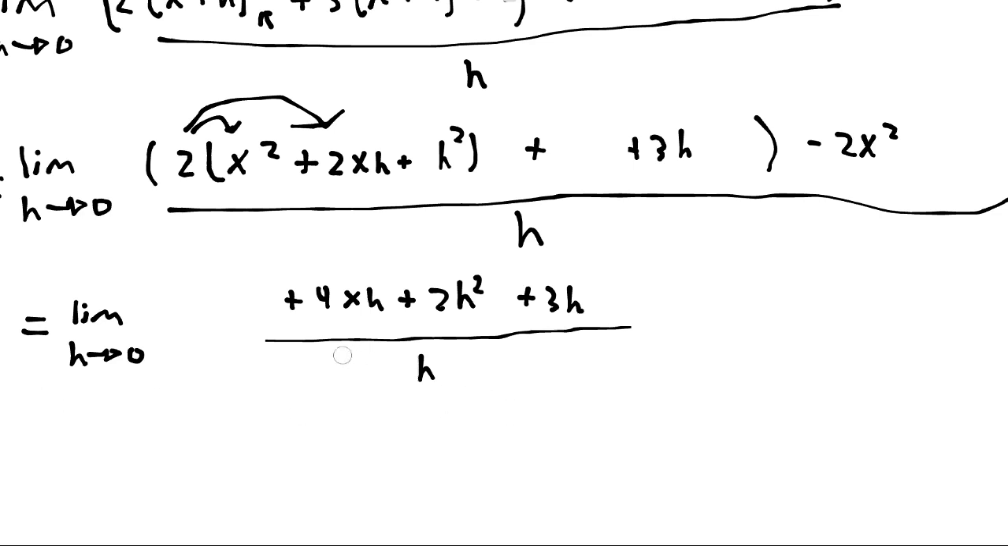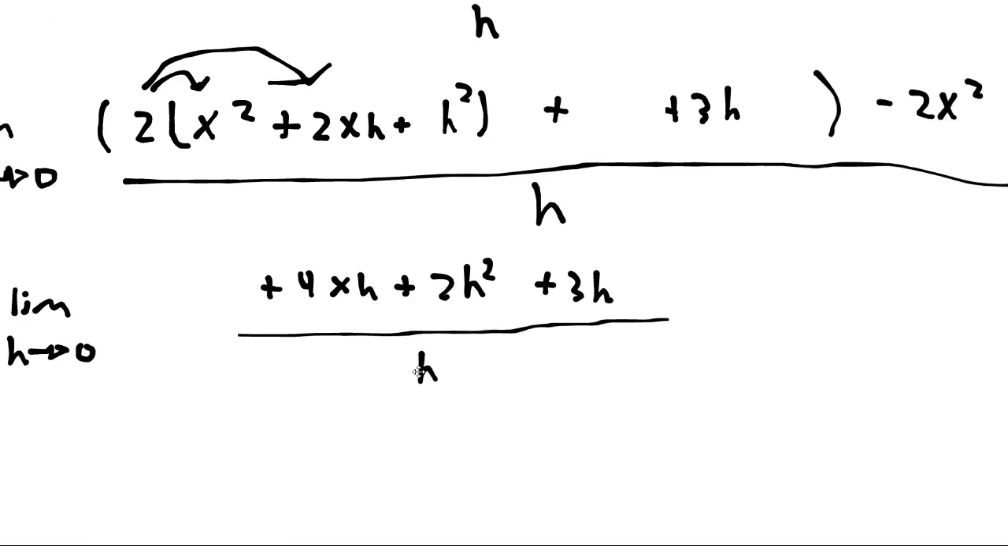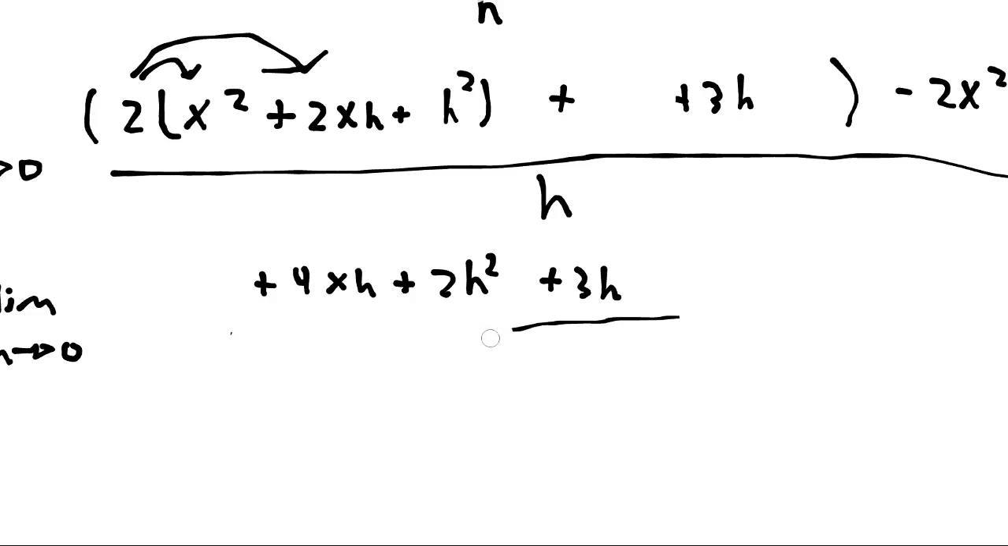Then you're going to divide by h on everything. So this h is going to go away, and then this h is going to go away. That squared is going to go away. And then this h right here is also going to go away.